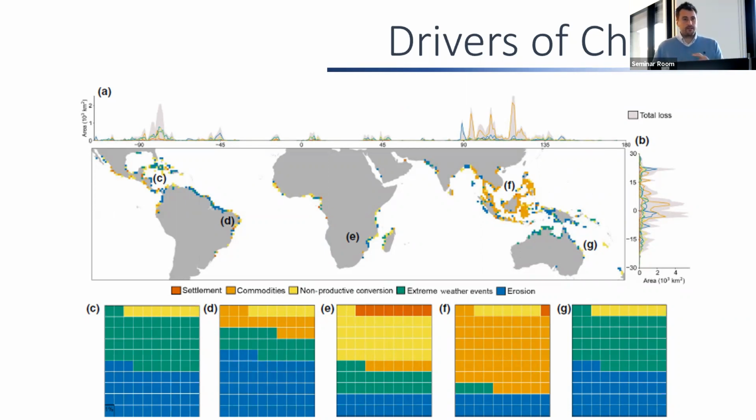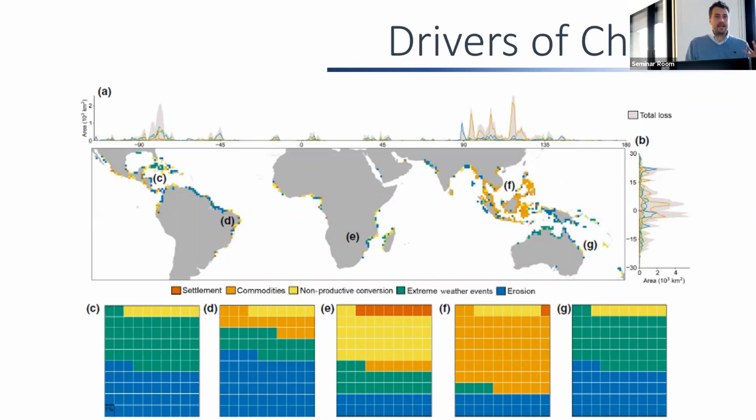So what you see at the bottom is the main drivers for the different kind of continental groups. So C is Central and North America. The main drivers are extreme weather and erosion, with some non-productive conversion. Similarly for Oceania, which is G. We see more commodities in South America, but again, mostly erosion driven.